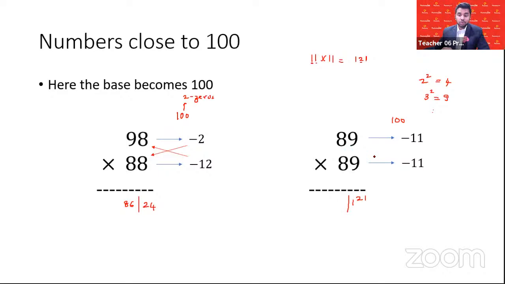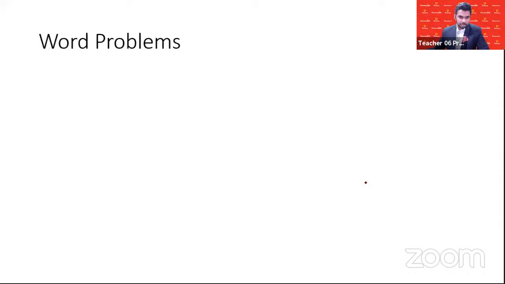Now you can do cross addition. So that is 89 minus 11, which is 78. So this answer is going to be 7,91 plus 8,21. Isn't it very convenient to find the square of these large numbers? Now we'll go to some word problems.